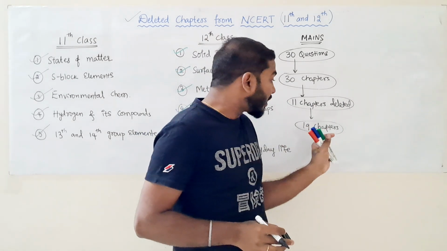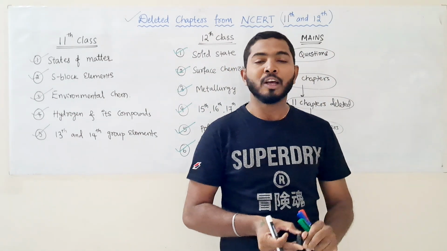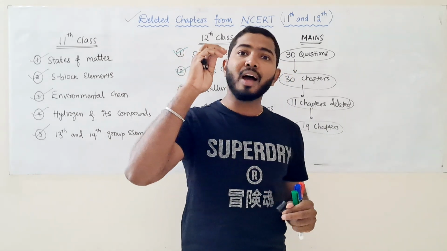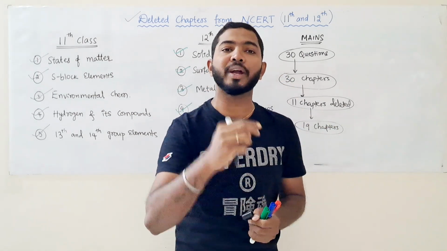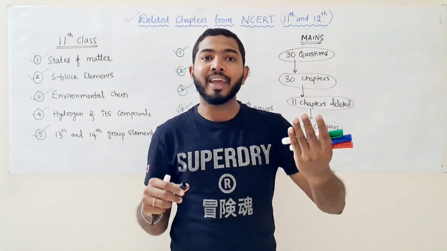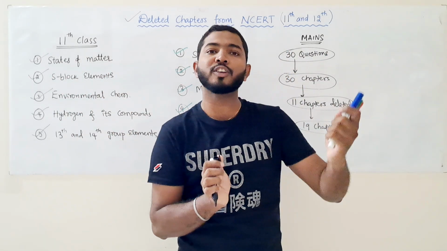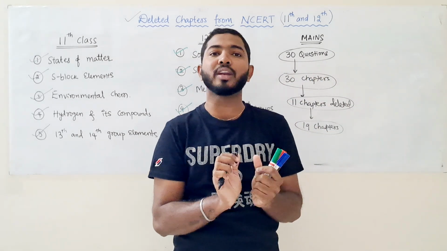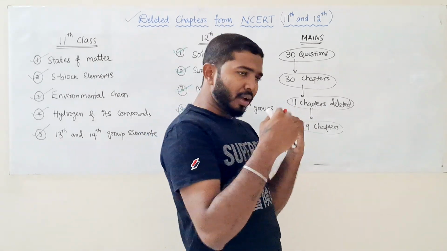And now look, from these 19 chapters we have to get 30 questions. So obviously there are a lot of chapters from which we are going to get at least 2 or 3 questions. Okay, so in that case, what is the major possibility? Will the competition increase or is the competition going to decrease? That is the main question students generally feel.